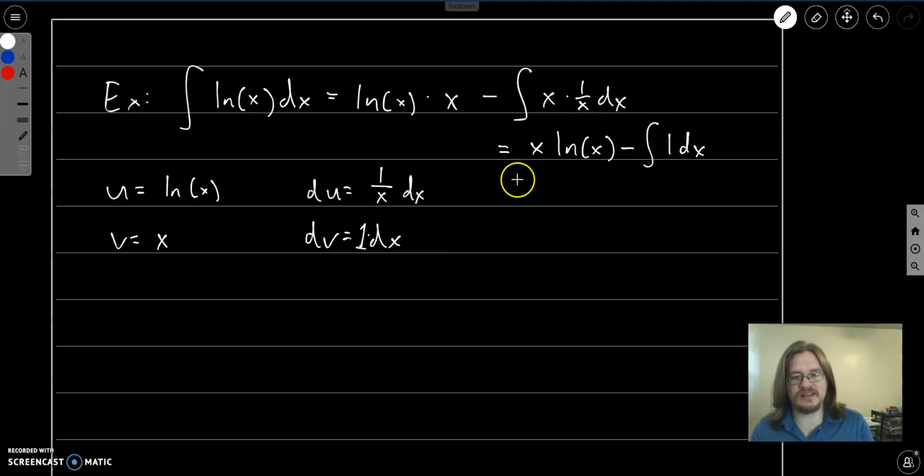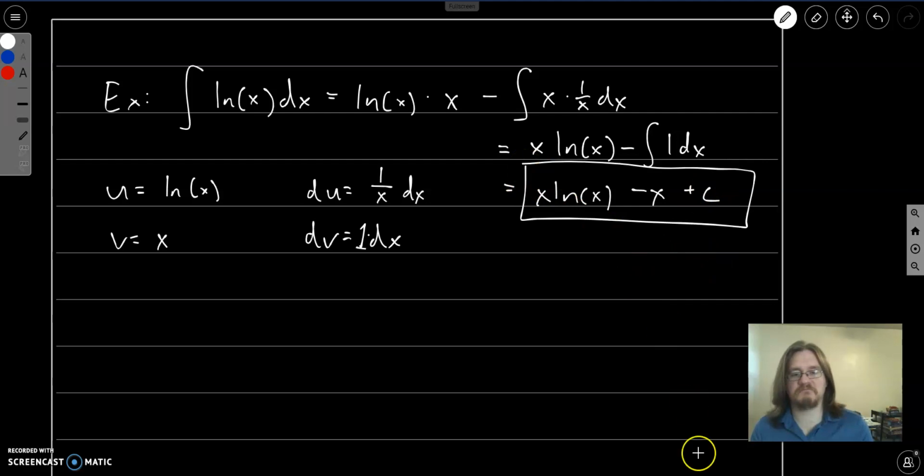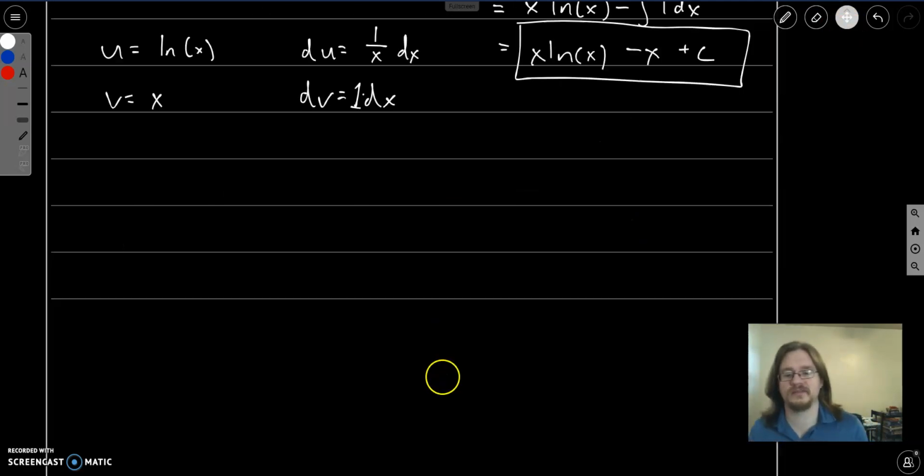And we already said that the integral is just x. Can't forget our plus c. And that's how you take the integral of natural log of x. It doesn't feel like it should be that complicated, but when we take antiderivatives, they do pop out in some weird ways.